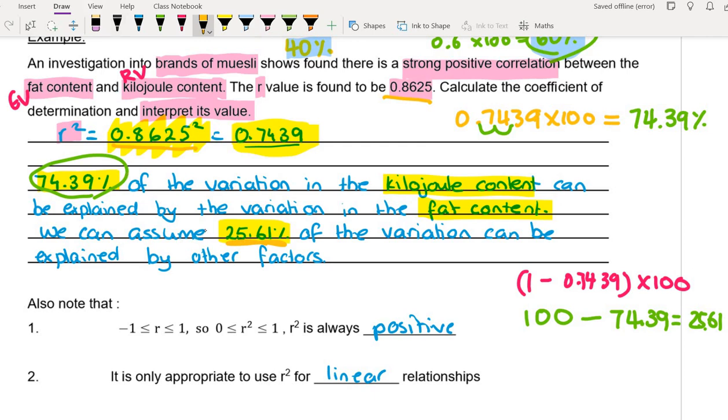Here are just a couple more things about the R squared value. It's always positive, because even if R is negative, we're multiplying two negatives together. And just like the R value, we can only apply this to linear relationships.